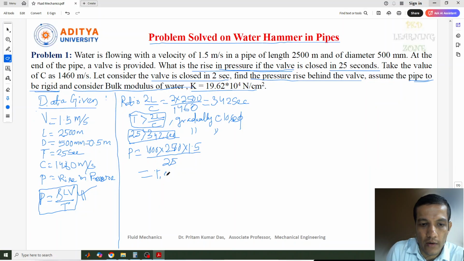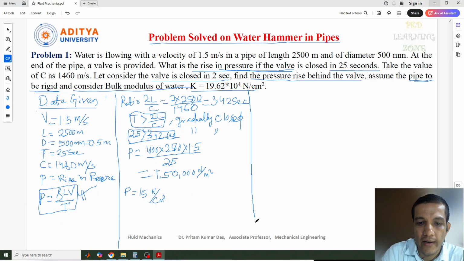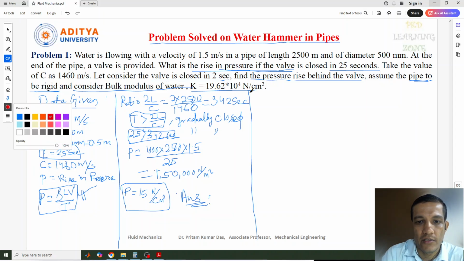Now 1,50,000 Newton per meter square. The same thing we can write here. You can convert this into Newton per centimeter square also if you want. So that will be nothing but 15 Newton per centimeter square. So this is the pressure rise when the valve is closed within 25 seconds. This is our first condition, and this is the rise in pressure. So this is our answer, we can say.